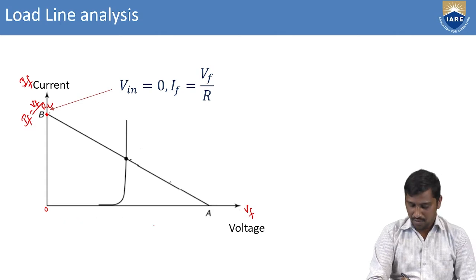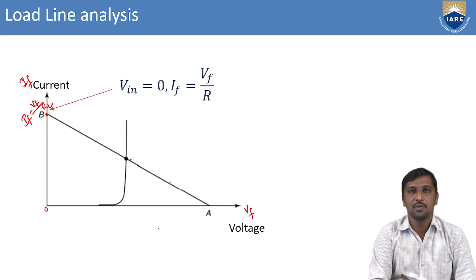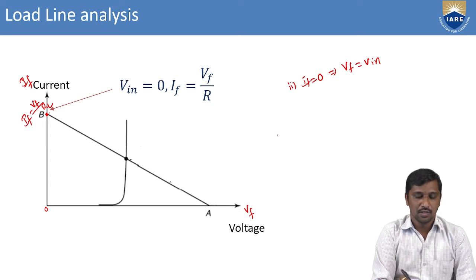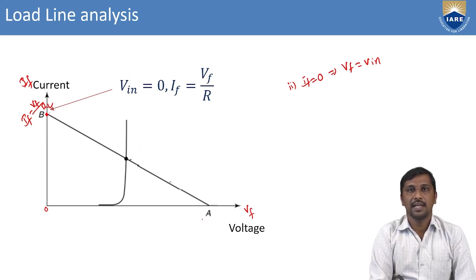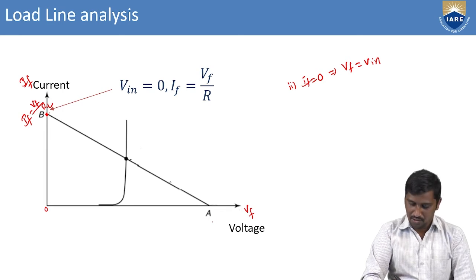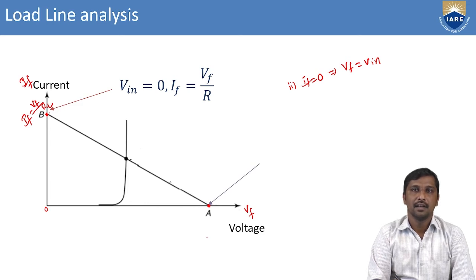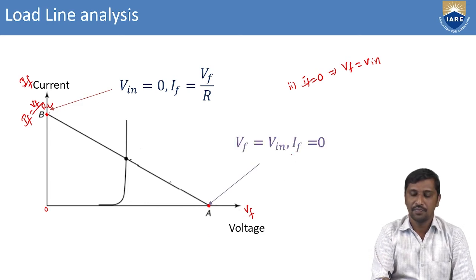Similarly, in the second case, when IF is 0, we observe that Vf is equal to Vin. Hence, when IF is 0, the diode voltage under forward bias is exactly equal to the applied input voltage. So this node, point A, indicates that when the diode current is 0, the diode forward voltage is equal to the Vin voltage.